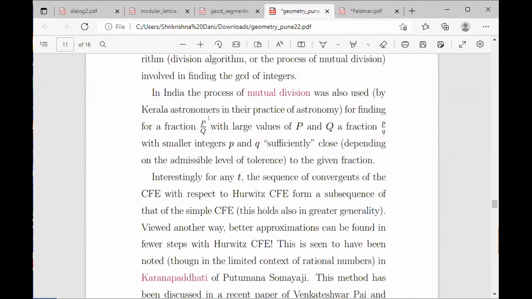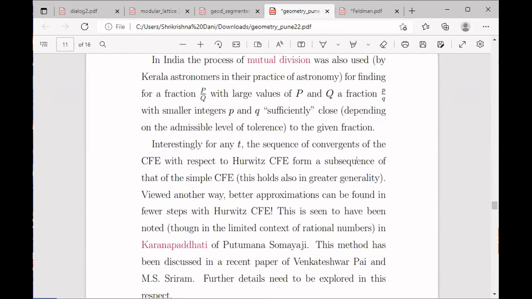This kind of approximation was used by the Kerala astronomers in their practice of astronomy, because very often in astronomical calculations you have to multiply by rational numbers which have to do with astronomical bodies, and correspondingly astronomically large numbers. To reduce the pain of doing that, you would rather have smaller, simple-looking fractions, which nevertheless would keep the error within some margin. And this was effectively used in many contexts.